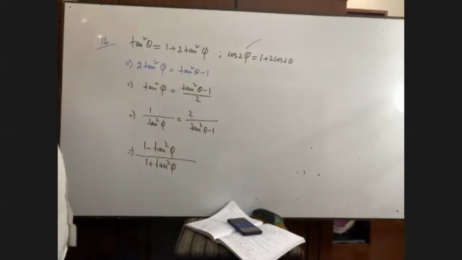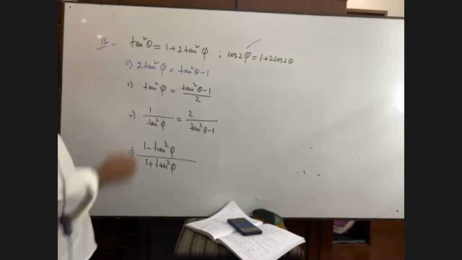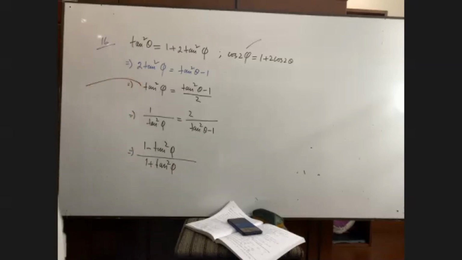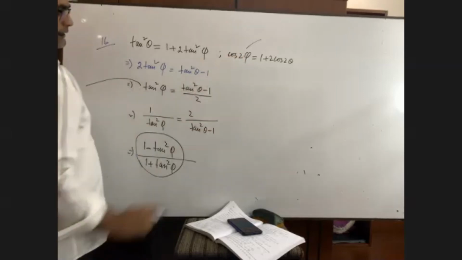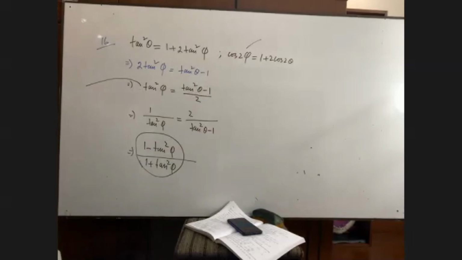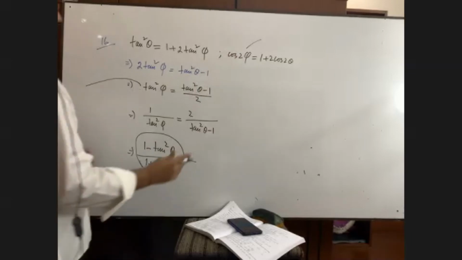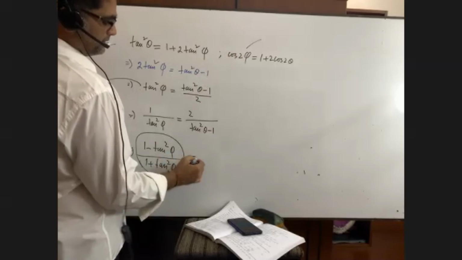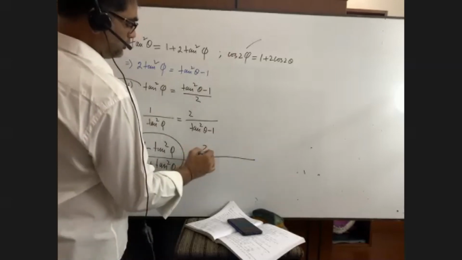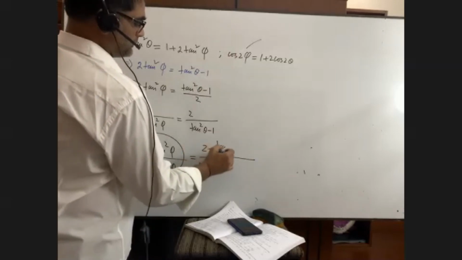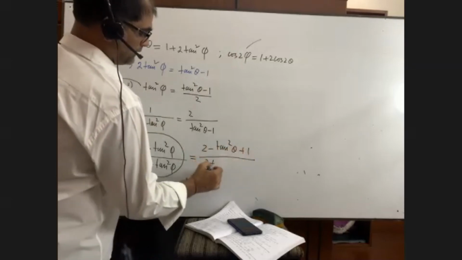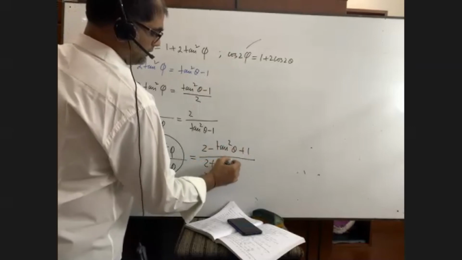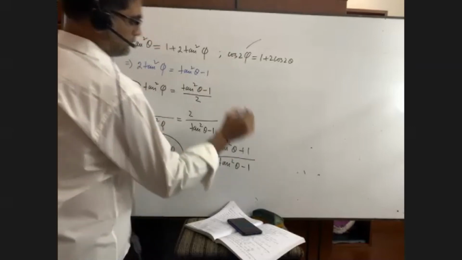But you may demand why I did this. Of course, your answer will be, we did it because we know this as cos 2 phi. This is cos 2 phi. Okay, for this we did it. Now it is what? 2 minus tan square theta plus 1, 2 plus tan square theta minus 1.